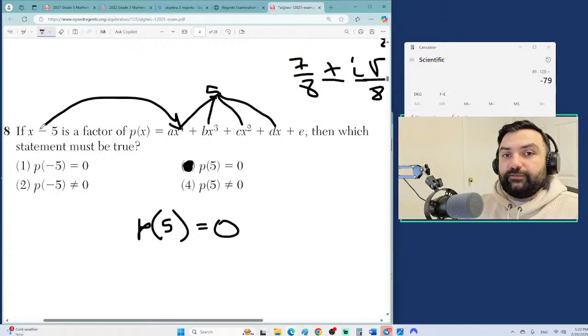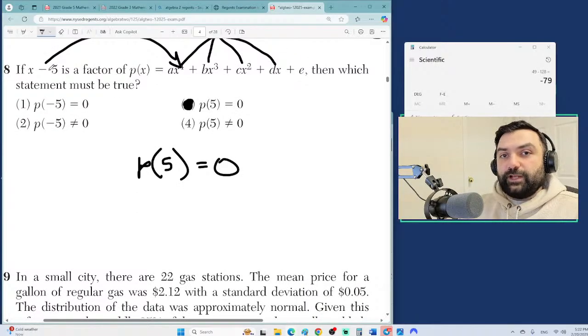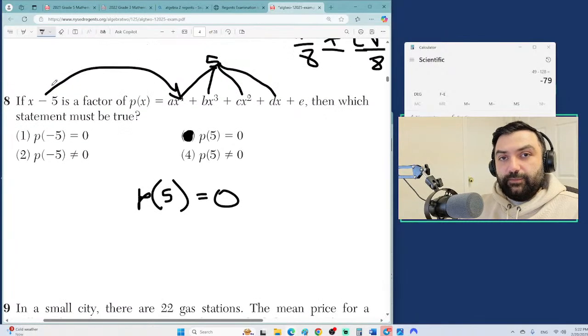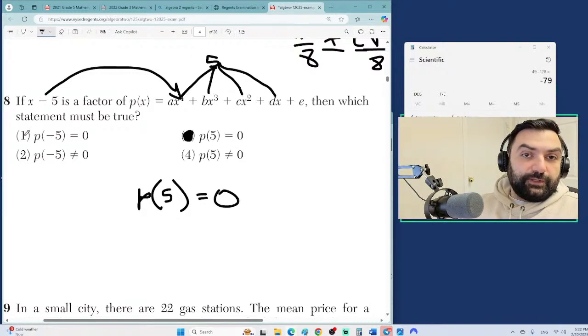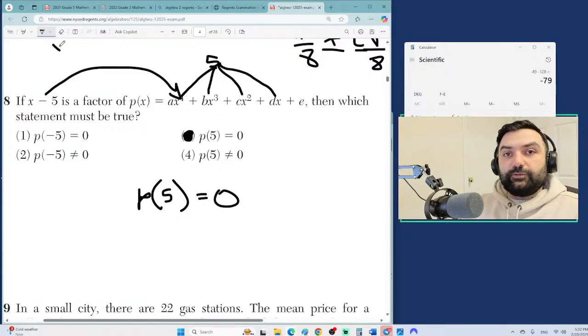Why is it not negative 5? You have to put the opposite sign number. If it says plus 5, I would have to write minus 5. Then the answer would be 1, if it were like this. Is this a factor? Then the answer would be 1 because it would be minus 5. Okay? All right.